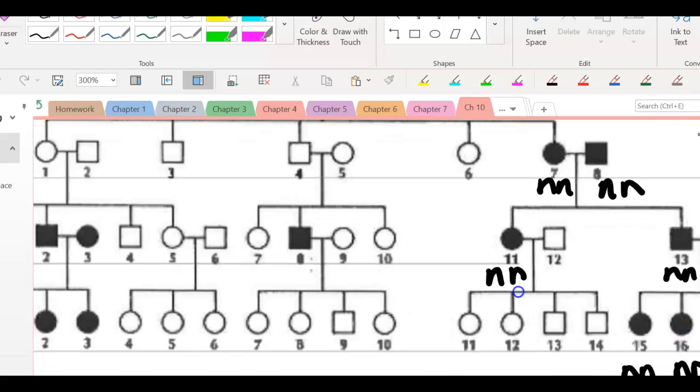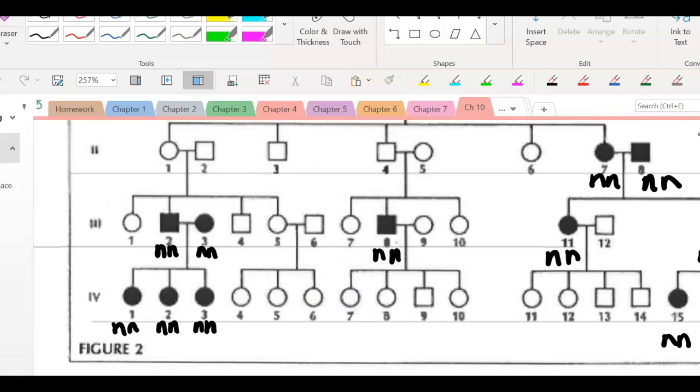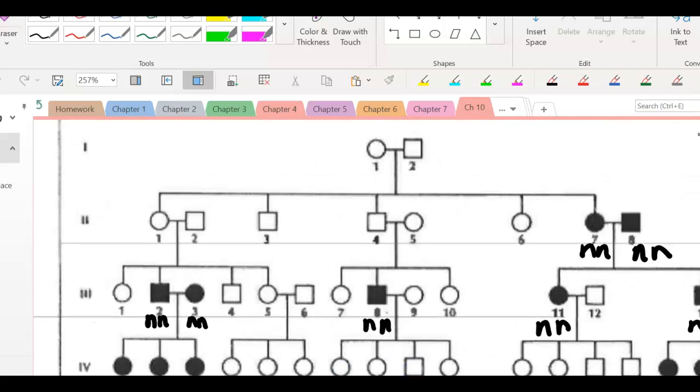Those are supposed to be N's. I know they look terrible. There's an N. These people are all affected, just like so. All right. So that means now that we have to assign the alleles for the people that are unaffected.